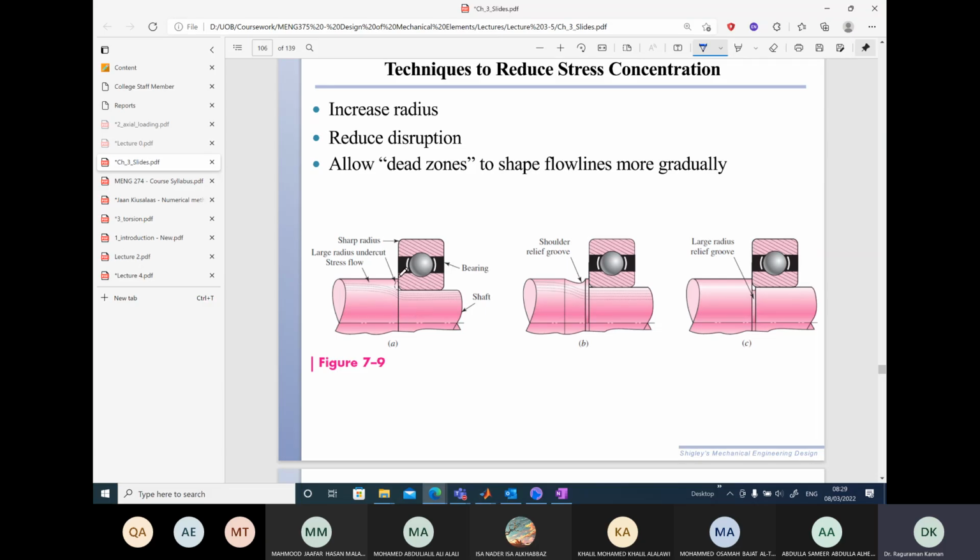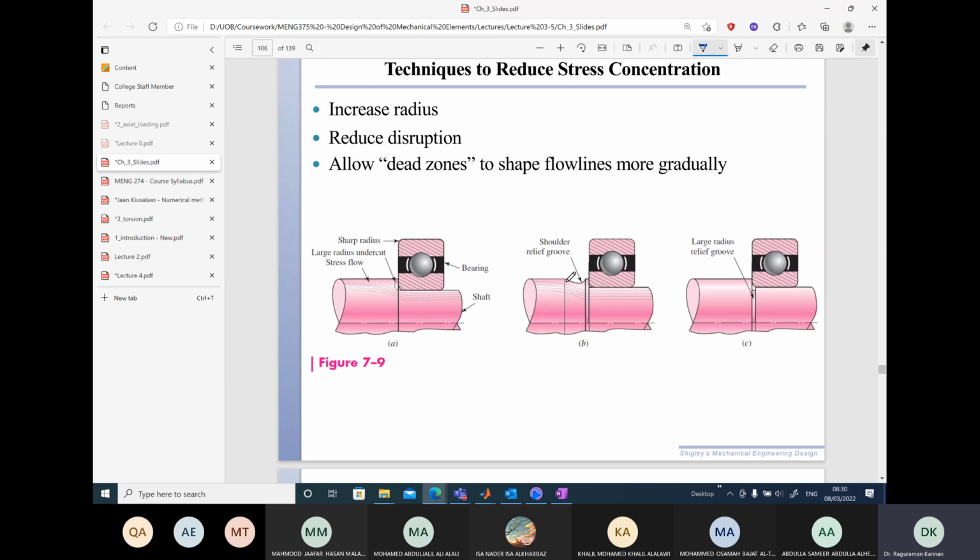Change in geometry leads to stress concentration effects. However, we can reduce it by playing with the geometry again. How do we play with the geometry? Provide an undercut on the shoulder. That reduces the stress concentration effect.